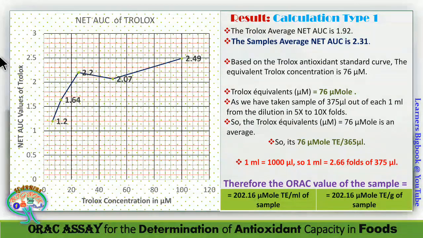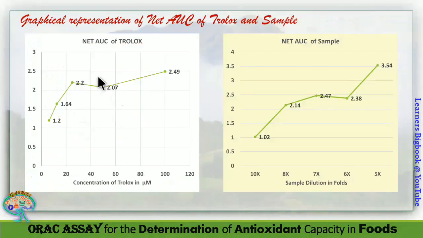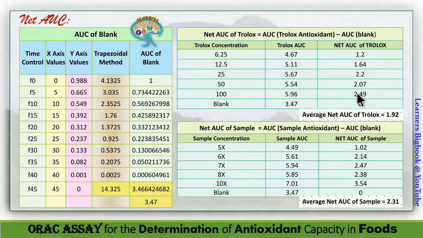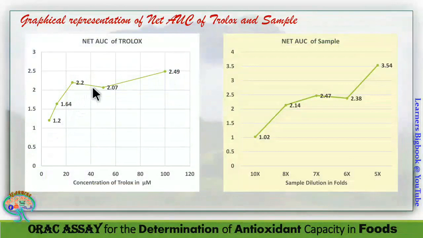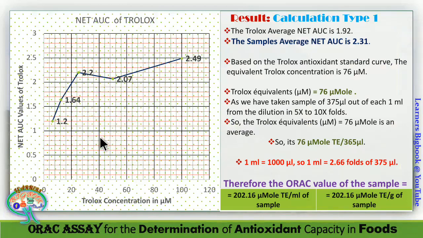Now, this is the graph which we have taken here. From here to here, the net AUC will be these. You can see 1.1, 1.64, 2.22, 0.07, 2.49. So this will be the net AUC for Trolox. Here also the values are present from the net AUC, but here we are going to consider this Trolox net AUC graph, to which I have added some more features to make it very easy to read after the calculation, so you can understand better.